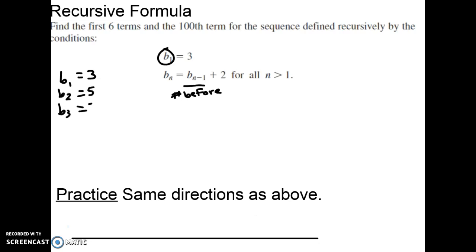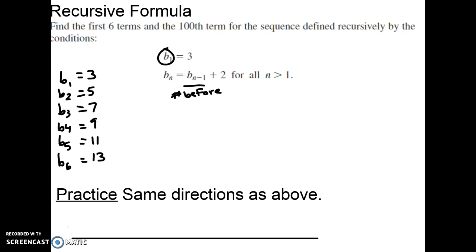The third term is going to be 7. The fourth term is going to be 9. The fifth term is going to be 11. And the sixth term is going to be 13. So when it comes to listing out the first 6 terms, recursive formula actually is a lot easier to follow. It just says, hey, take this number and then add 2 to it. Or you could be subtracting 3 or multiplying by 5 or whatever it is.